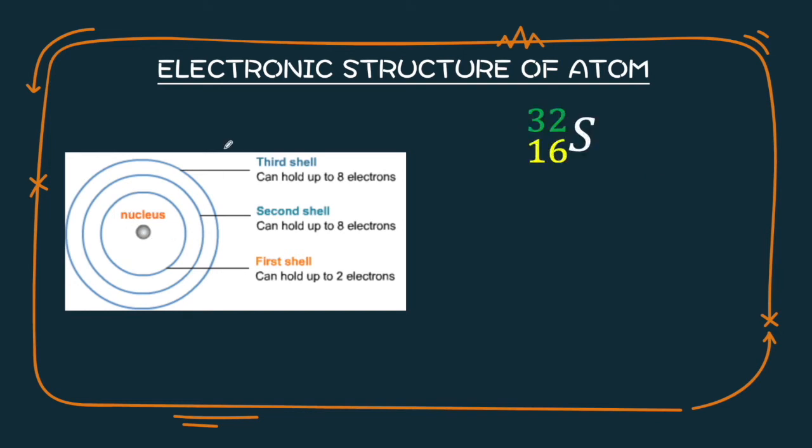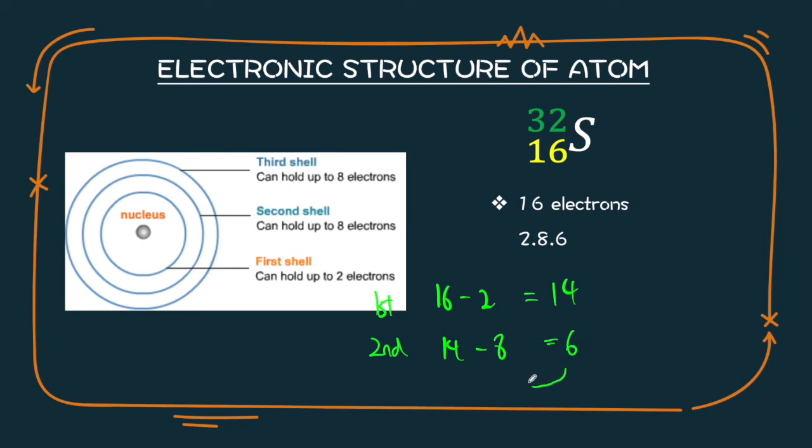Okay, this sulfur, as you can see here, it has 32 and 16, which means it has 16 protons and also 16 electrons since it is neutral. So 16 electrons. In the first shell, I will put 2 electrons and I'm left with 14 electrons. In the second shell, out of the 14, I will place 8 electrons, and I'm left with 6 electrons. So these 6 electrons I'll put in the third shell, and this gives me an electronic configuration of 2.8.6. Okay, this is very crucial. You all must remember.